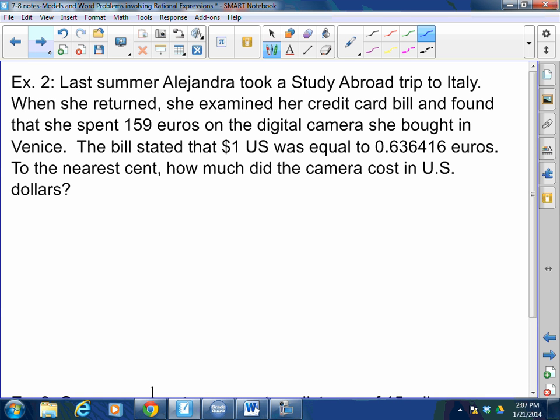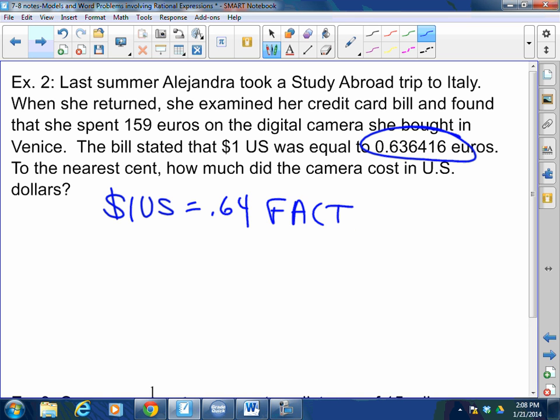So first of all, let's round this to the nearest cent. $1 equals how many euros? 0.64. Now, please guys, I know I'm a little maniacal, but listen to me. They just gave you what I like to call the fact. It is a fact that $1 will get you 64 cents of euros. They want to know, though, how many dollars is this 159 euro thing?